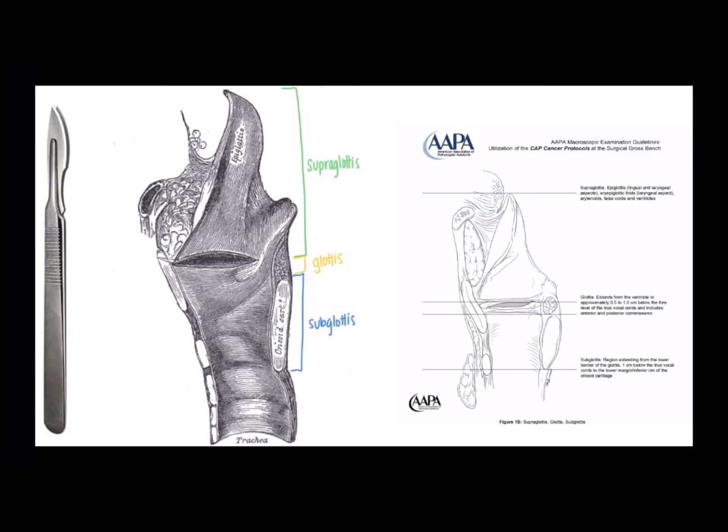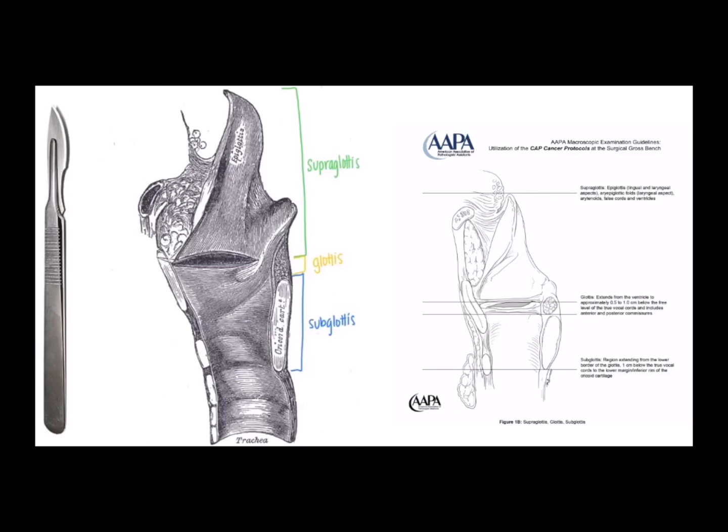So the supraglottis is going to go from the top of the epiglottis to the level of the ventricles. And so it's going to include the epiglottis, the aryepiglottic fold, the arytenoids, the false cords, and part of that ventricle there. The glottic area is small, so it's going to extend only from the ventricle to about 1/2 to 1 centimeter below the level of that true cord.